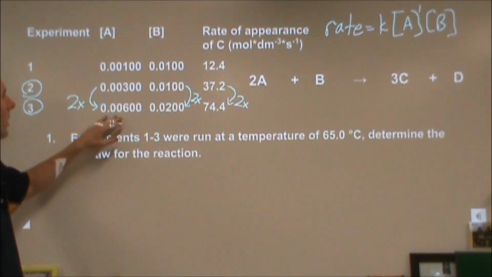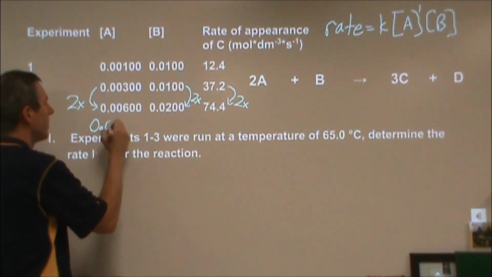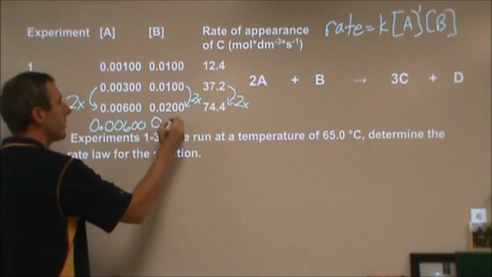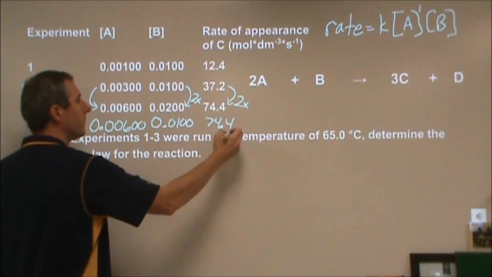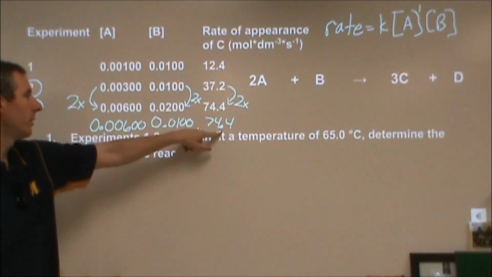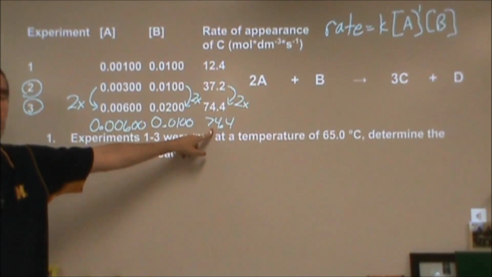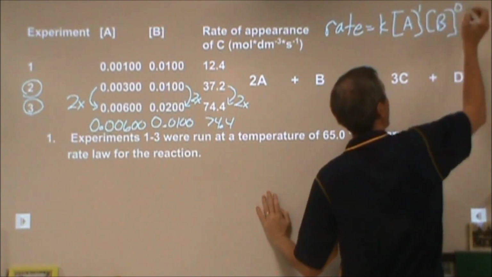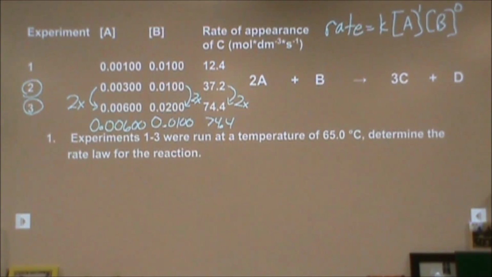In other words, if we created another one of these where we said 0.00600 for A, and we kept B the same, 0.0100, we would expect the rate to be 74.4. This doubling will make this double. Then we can look and say, okay, this cuts in half, and my rate doesn't change. So what that means is that B does not affect the rate, no matter what happens to it. B would be 0 order.